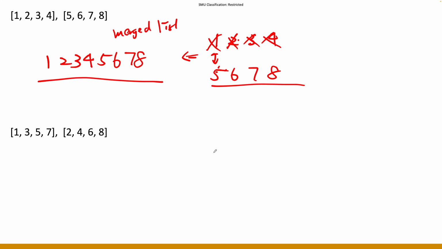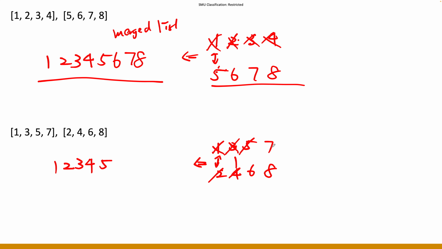The second example is very similar. You have 1, 3, 5, 7, 2, 4, 6, 8, right? You want to merge it following a very similar principle. The first element of each list, compare against each other. 1 goes into the merge list, and then 2 against 3. So 2 goes into the merge list. 3 against 4, 3 goes in, and then you have 4, right?